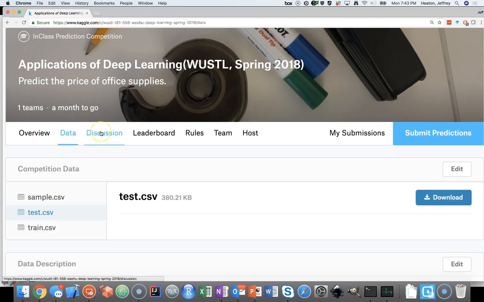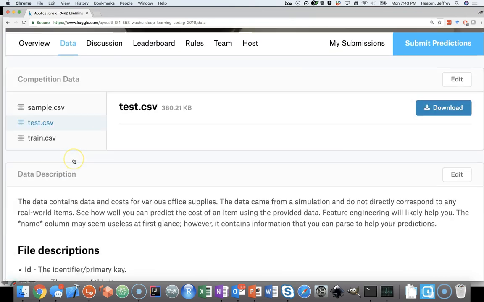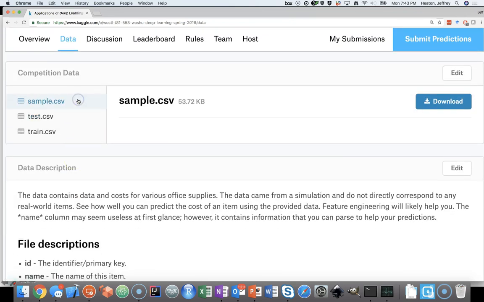Every Kaggle competition has a data tab, and if you go to the data tab, there are 3 files at a minimum. Sample is a sample submission. I'm going to download all 3. Test, that's what you're evaluated on, and the train, that's what you build your model on. So you usually have these 3 files. Test and train are the 2 most important. Train is what you're going to train it on, and test is what you're going to actually test it on.